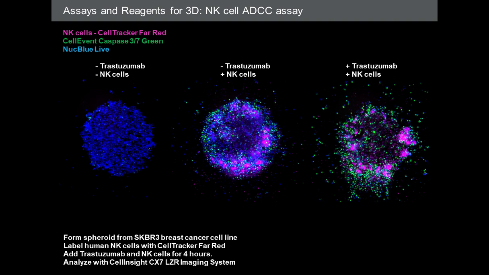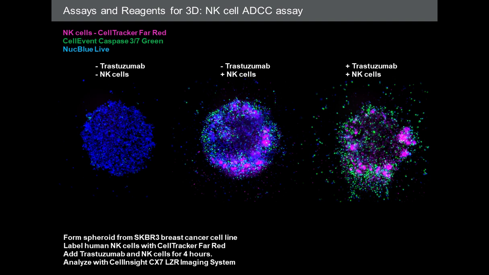So let's look at a natural killer cell antibody-dependent cellular cytotoxicity assay. We'll grow spheroids in our Nunclon Sphera 96-well plate from SKBR3 HER2-positive breast cancer cells. Then we'll label them here with NucBlue Live, which labels the nuclei of live cells with blue. Then we'll add CellEvent Caspase-3/7 reagent. We see a few individual spots of green reporting cell death, but there's not actually killing happening here because we have not added our natural killer cells.